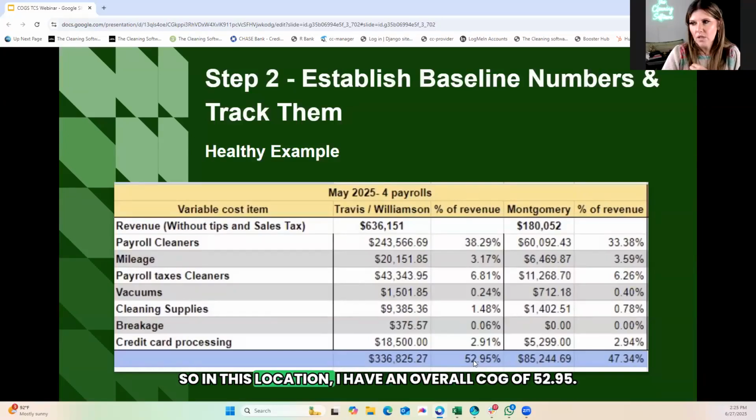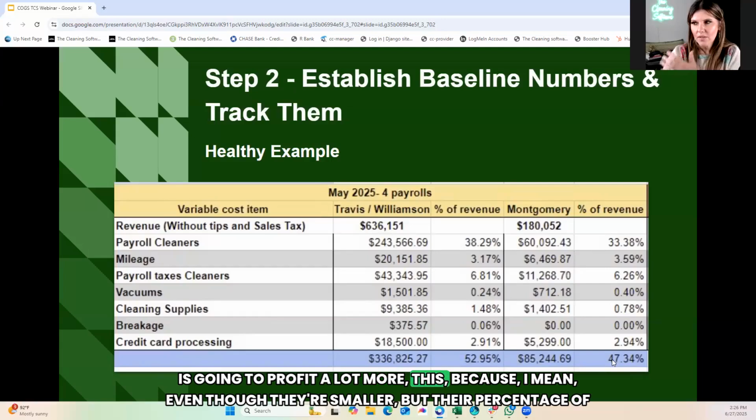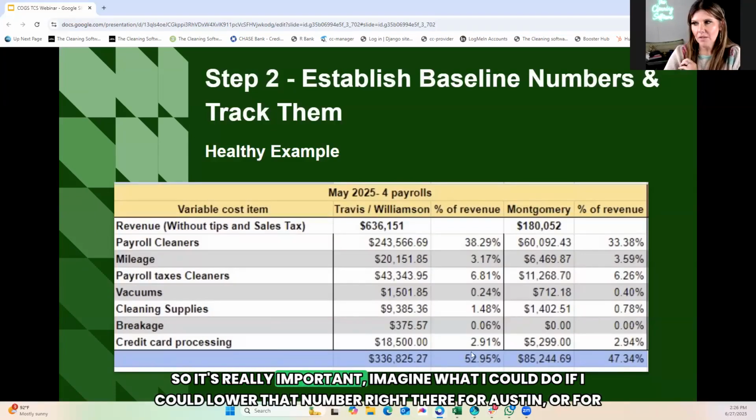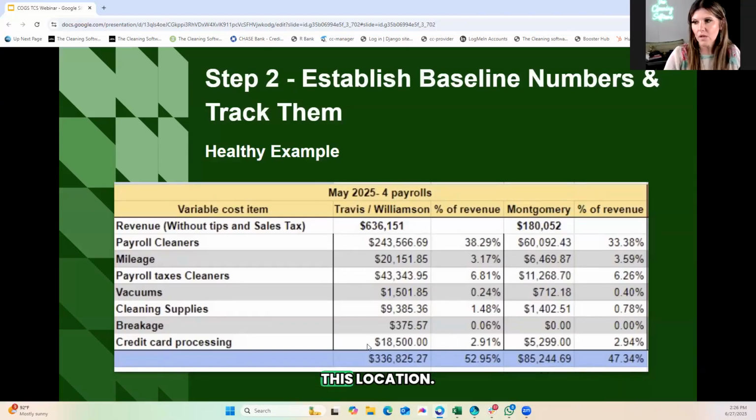So in this location, I have an overall COG of 52.95. That's a healthy business. This one, I love, because this company is going to profit a lot more. Even though they're smaller, their percentage of profit is going to be higher because that COG is lower. So it's really important. Imagine what I could do if I could lower that number right there for Austin or for this location.